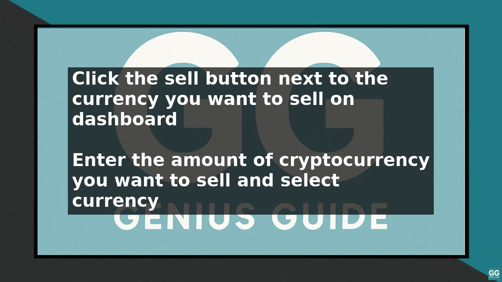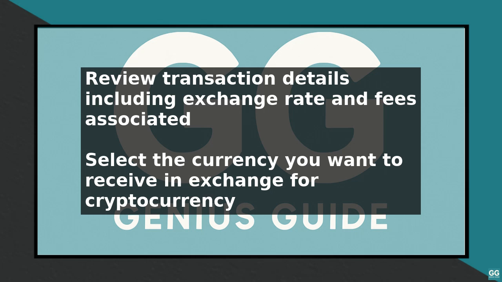After you enter the amount and select the currency, review the transaction details, including the exchange rate and any fees associated with the transaction. Coinbase charges a small fee for selling cryptocurrency, which is typically a percentage of the transaction amount. Once you are satisfied with the transaction details, click the Sell button to confirm the transaction.